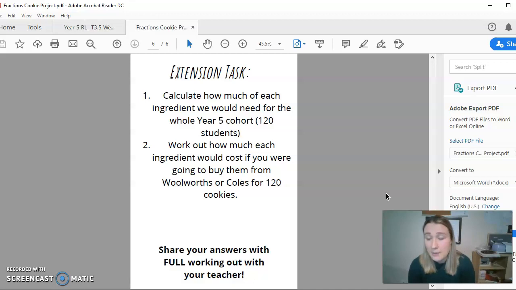So you need to work out how much of each ingredient you need, okay? And then make sure you share your full working out and your answers with your teacher. I'm really excited for this. Please just give it a red hot crack. Again, make mistakes, that's all part of learning, okay? So just make sure you give it a go, okay? I hope this helps.